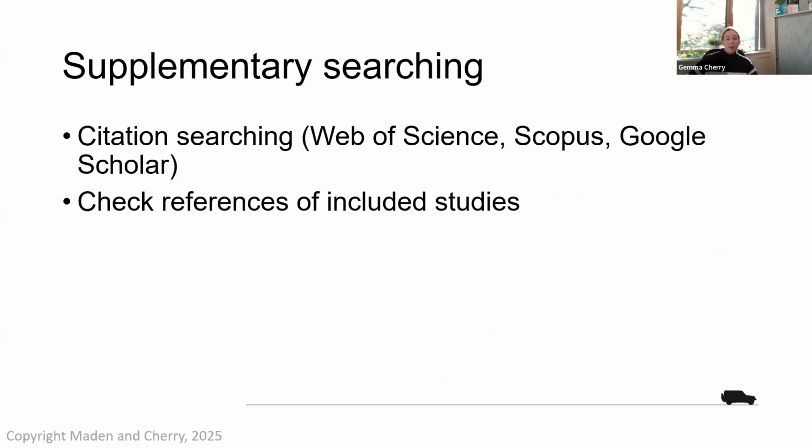You can then carry out supplementary searching. So you can look at the reference lists of relevant studies, relevant systematic reviews. You can also see which studies have gone on to cite seminal papers that you know are going to be included in your review, using citation searching on Web of Science or Scopus or Google Scholar. And these activities are typically referred to as hand searching.